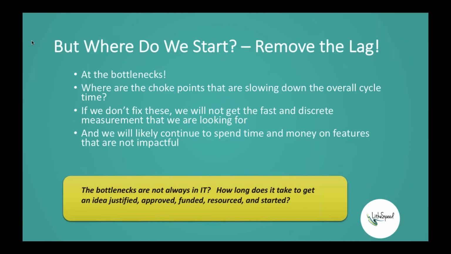Right? And those bottlenecks are not always in IT. I would encourage you to look upstream as well. We've worked with a number of customers over the years on focusing on the business side of agility. How long does it take to get an idea justified, approved, funded, resourced, started? All that kind of stuff can really be huge delays in delivery time. And if that's really causing your organization to be unagile or not agile, then you may want to focus your measurement tools at that part of the process.